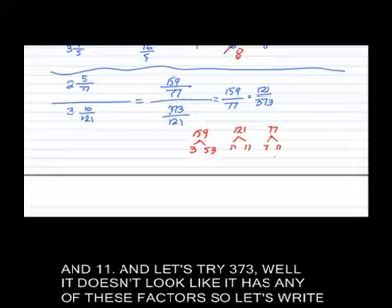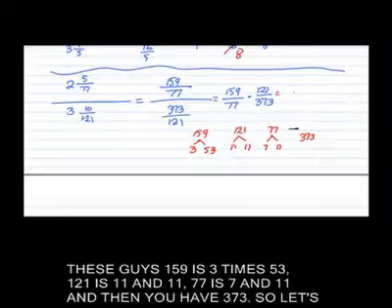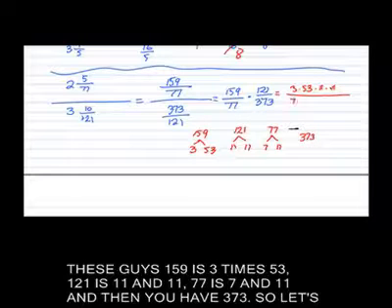And let's try 373. Well, it doesn't look like it has any of these factors. So let's write these guys. 159 is 3 times 53. 121 is 11 and 11. 77 is 7 and 11. And now you have 373. So let's cross them out.